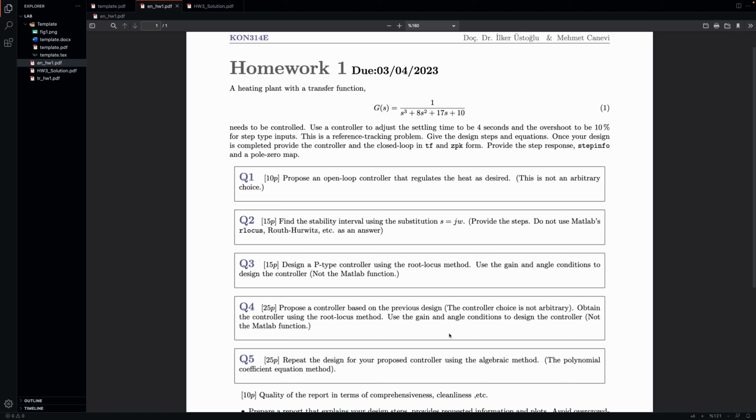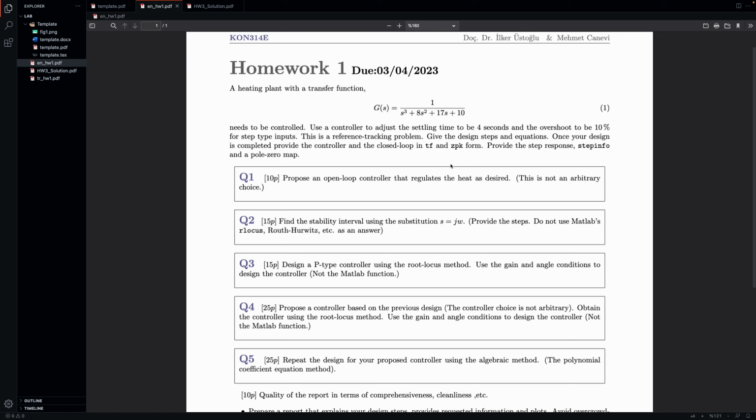We have a heating plant, a third order transfer function for it, and it needs to be controlled, of course. We are going to use a controller to adjust the settling time to be 4 seconds and the overshoot to be 10%. So that's quite important because these are basically the specifications that we use most of the time.